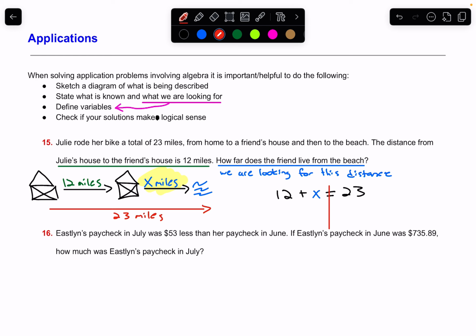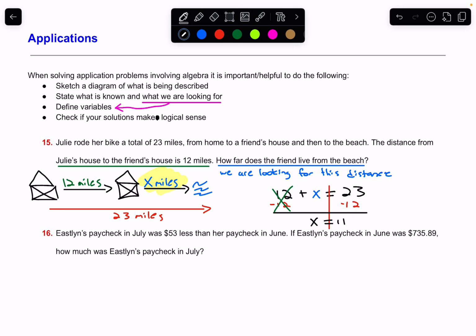Notice I'm going to draw this vertical red line just like I was doing before. I'm going to subtract 12 on both sides to keep things equal. On the left side, those 12s cancel. I'm going to drop down my X, and then 23 minus 12 gives me 11 on the other side. So now, we defined our variable X as the number of miles from the friend's house to the beach, and we now got that X equals 11.